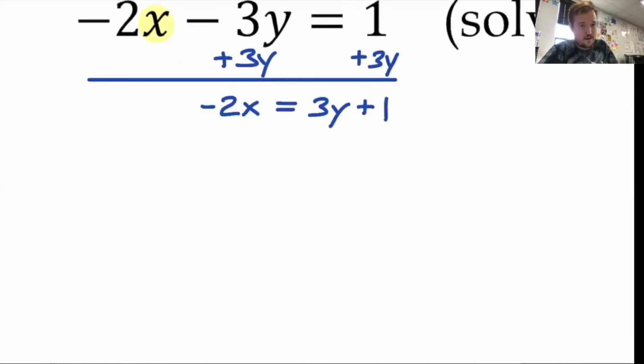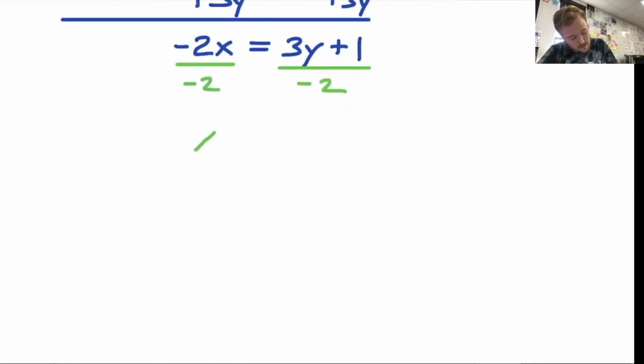Now I want to divide. I want to get rid of that negative 2, so I'm going to divide by negative 2. So I'm going to have x equals 3y plus 1 over negative 2.